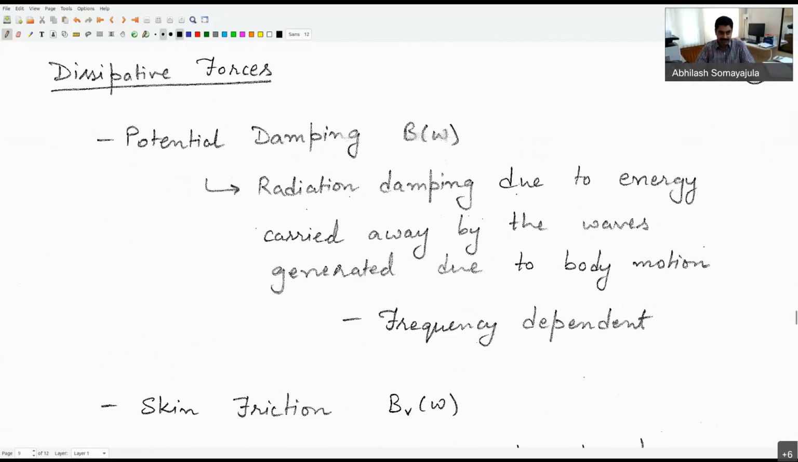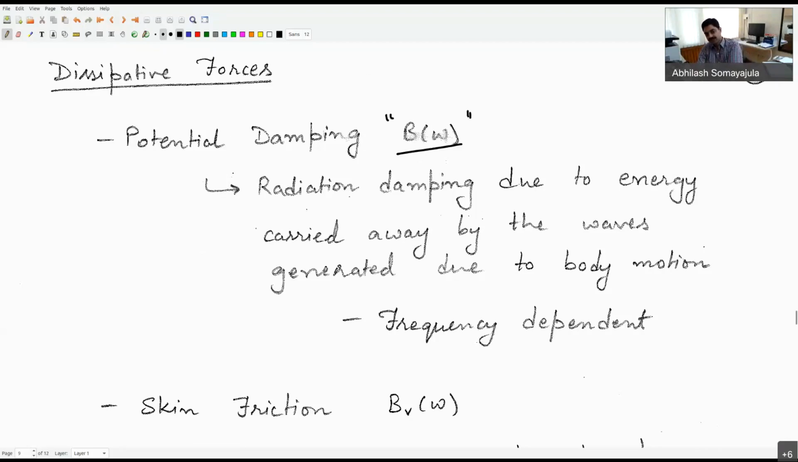One of the first dissipative forces that we typically have to account for when we are dealing with surface vessels is so-called potential damping. So this is basically radiation damping due to the energy carried away by the waves generated due to the body motion. And you have seen this very well before. We have had a discussion in this course, and also possibly you have seen them from other courses like ship motions course or your statics and dynamics course, where this potential damping is a frequency dependent damping, which means that depending on the frequency with which we are oscillating, the damping experienced is actually different.